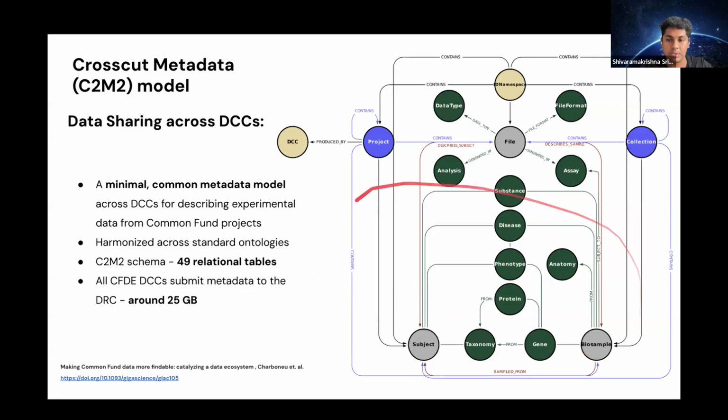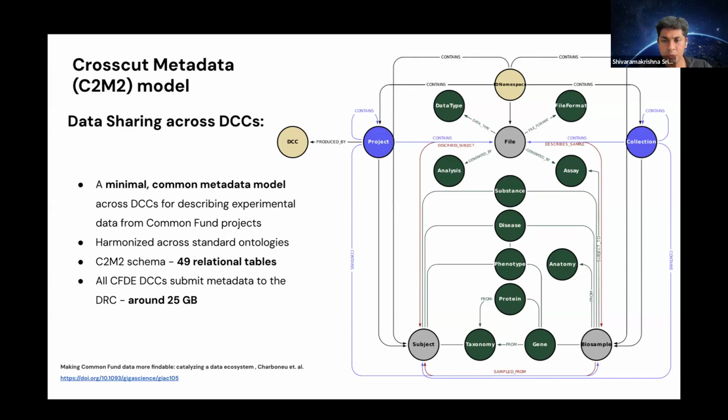So the figure you see on the right over here is essentially a condensed version of the C2M2 schema, which consists of over 49 tables. And all year round, DCCs submit metadata to the DRC, which is around 25 gigabytes. And I must credit the development of the cross-cut metadata model to Owen White and his team. And if you're interested, and the slides will be shared later after the workshop ends, you can take a look at this particular reference that really describes how the C2M2 came to be.